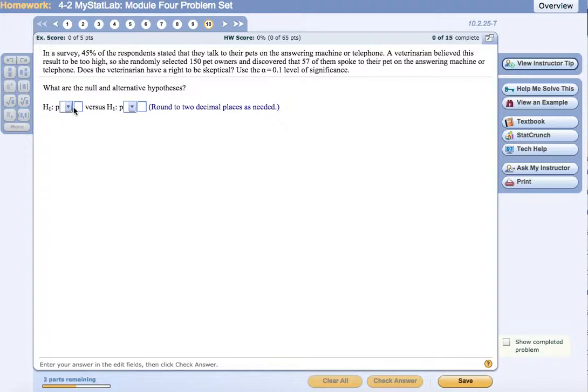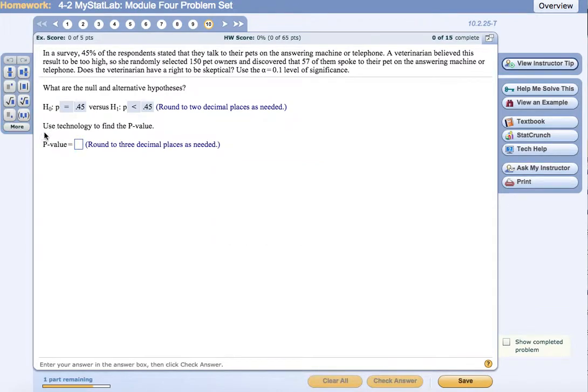So the population proportion for the null would be equal to 0.45, and then for the alternative, she thinks it's less than that, significantly less than 0.45. So we put that in, and that looks good.